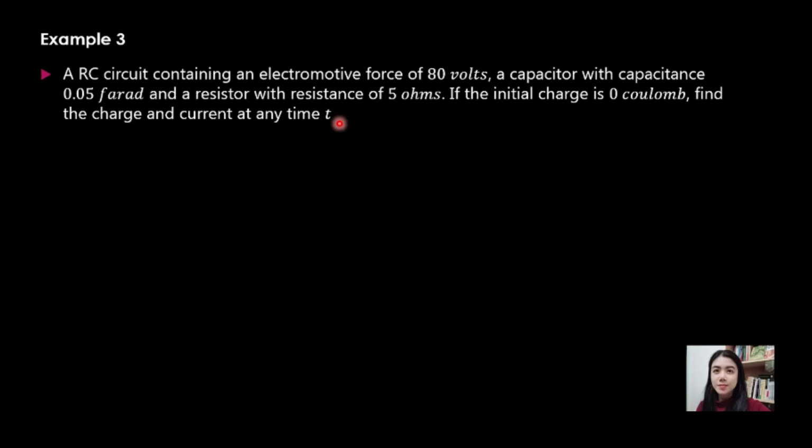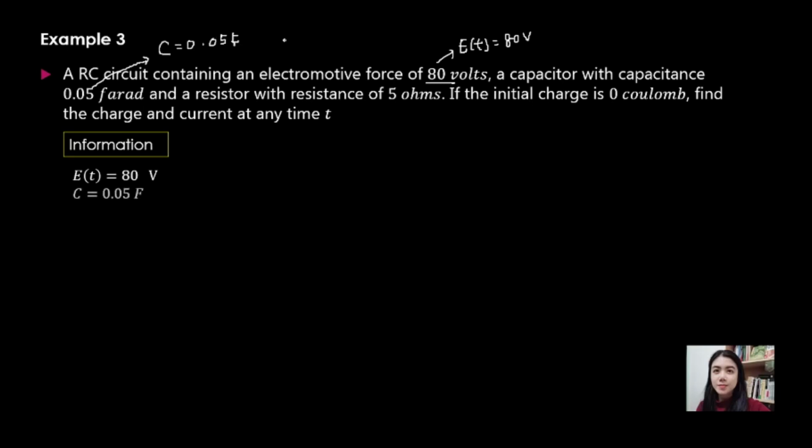Let's begin to extract some information from this example. Let's figure out what our E(t) is first. The 80 volts is your E(t). Then you have a capacitor with capacitance of 0.05 farads, this is your C, so your C is 0.05 farads. And you have a resistor with resistance of 5 ohms, this is your R, so your R is 5 ohms.